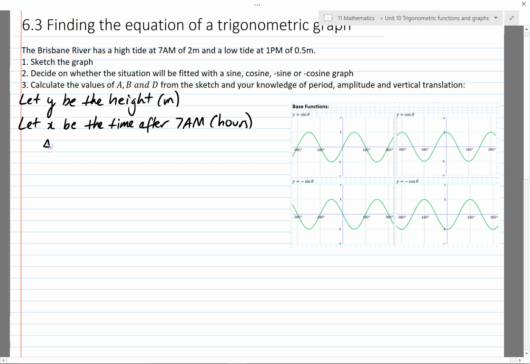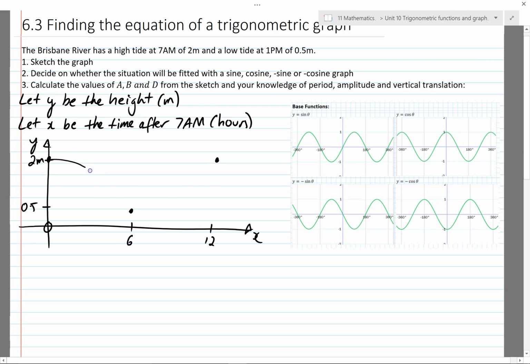Okay, just a rough sketch, trying to put all the information we have on the graph. So the high tide at 7 AM, so when x equals 0, we have 2 meters high. At 1 PM, so 6 hours later, we have a low tide of 0.5 meters. And then it's safe to say that another 6 hours later, we'll have a high tide again. So the graph I'm trying to model is one like this.